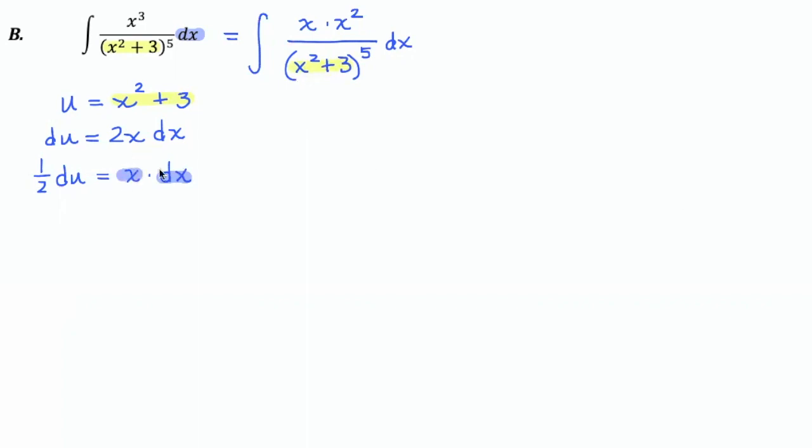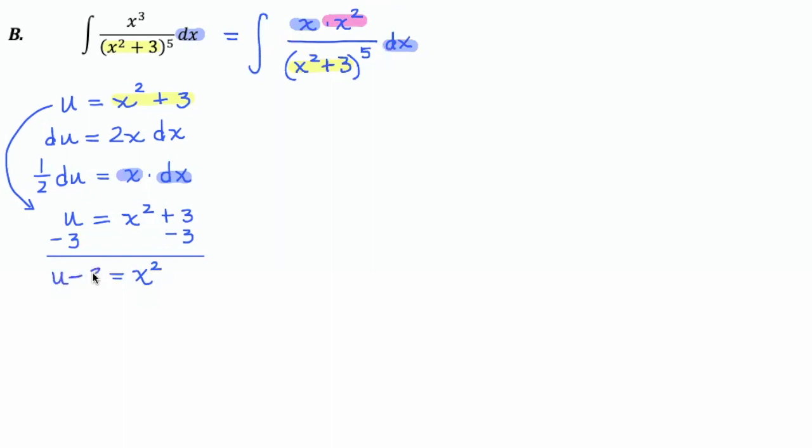My x dx now has a full match. The only thing that's sticking out right now is I have an extra x squared. What I can do is go back to my original u and solve it for x squared. So if I take u equals x squared plus 3 and subtract that 3 to the other side, I get a statement that tells me what x squared is equal to in terms of u.